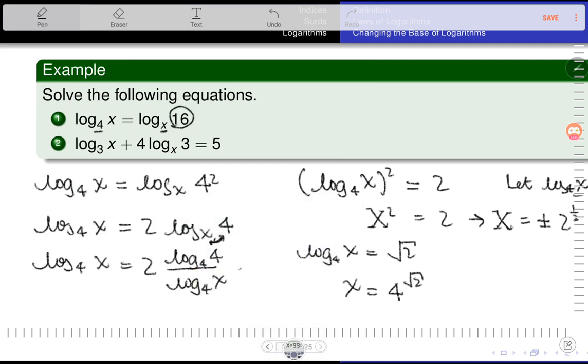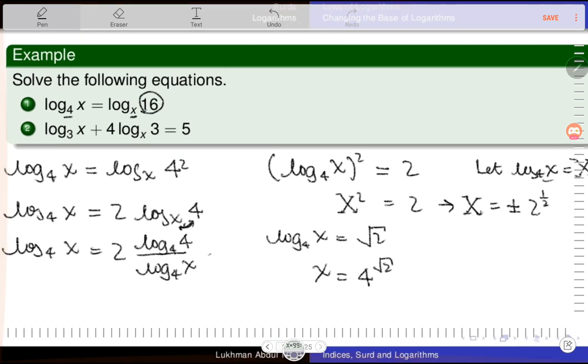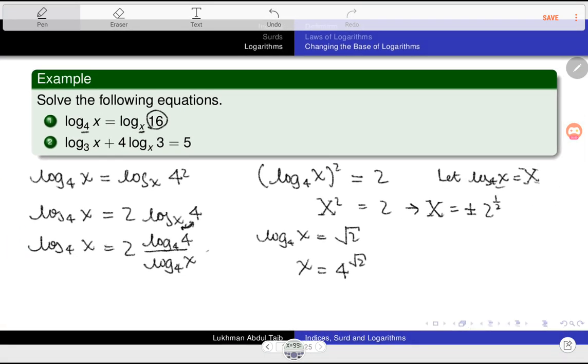And don't forget, because we have squared here, we consider the first one is positive. So the second one is log x to the base of 4 is negative root 2. Okay, so x is 4 to the power of negative root 2, or 1 over 4 to the power of root 2. Alright, so that's for the first example.